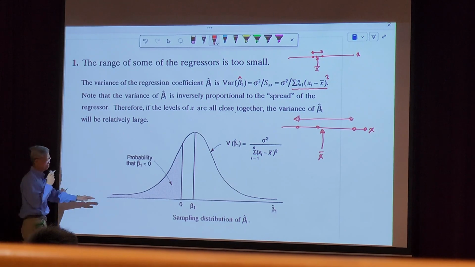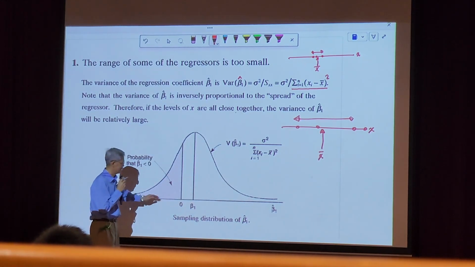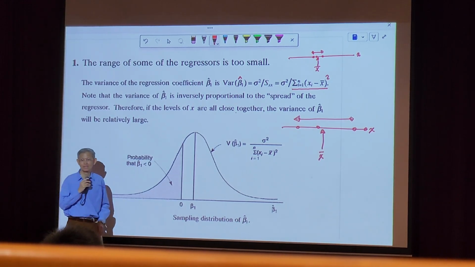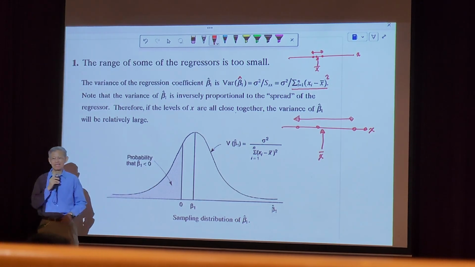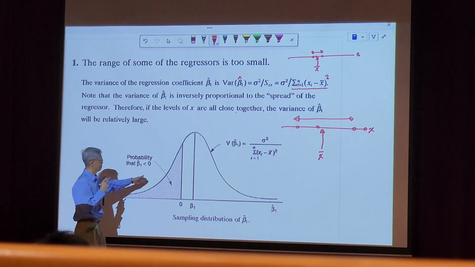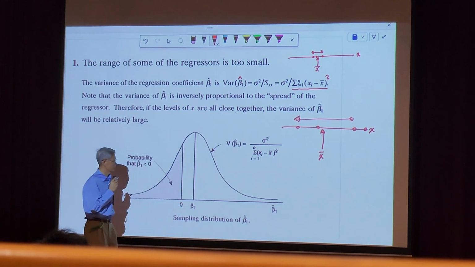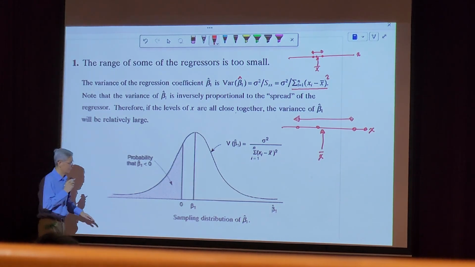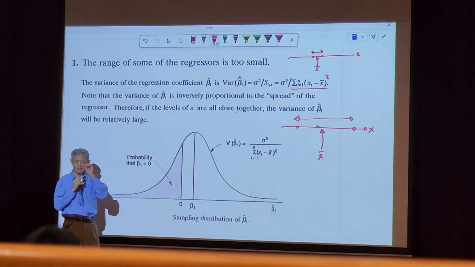Now let's look at the sampling distribution of beta 1 hat. So this is beta 1 hat. The true value is here, and it is positive. This is the PDF of beta 1 hat, and the variance is equal to this. So suppose this variance is very large. Then what happened is this. What it means is this.